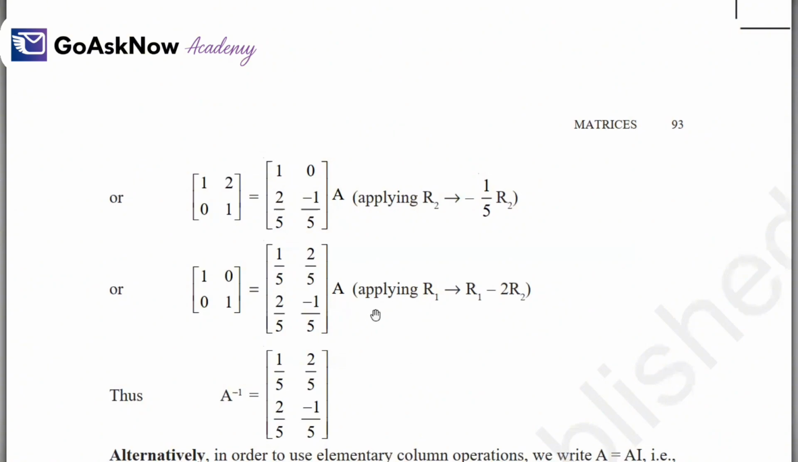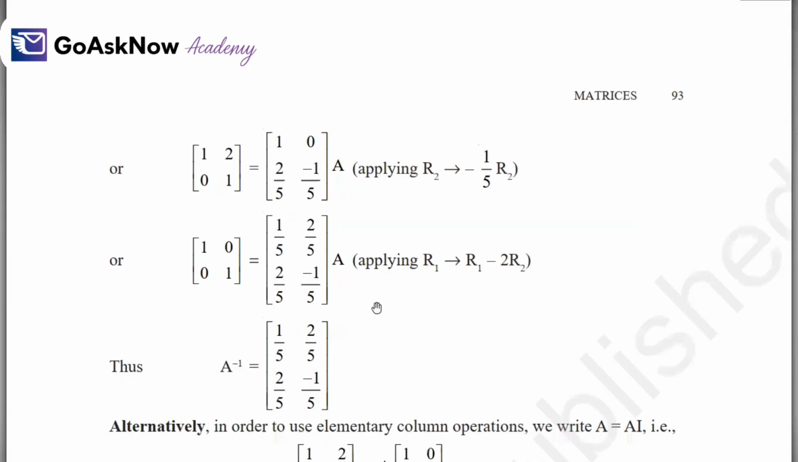So in the third operation, we will apply R1 changing into R1 minus 2R3. Okay. It means that you have to do what? This R1 is changing into R1 minus 2R2. So 1 minus 0, and 2 minus 1 into 2, that is 1 and 0 will come here. Okay. And here 0 and 1 will come.